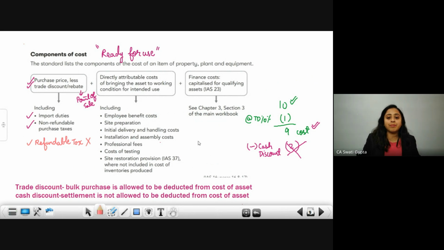Let's look at some examples. Working condition, or you can say ready for use. Example, employee benefit costs. See, these are the employees that are specifically targeted, specifically allocated and invested in purchasing the asset. Okay, in purchasing the asset.